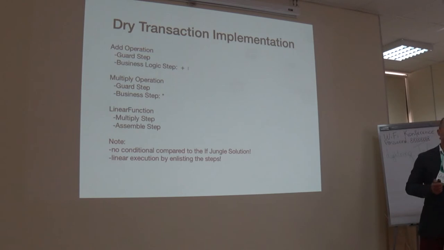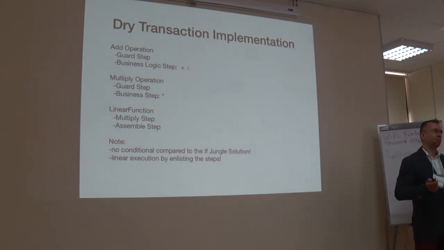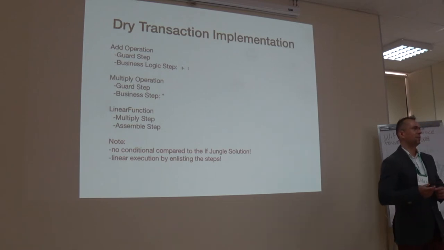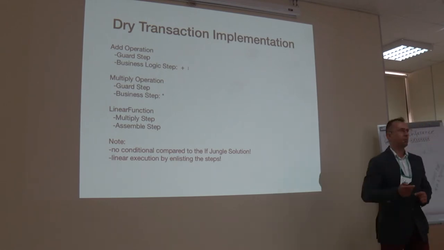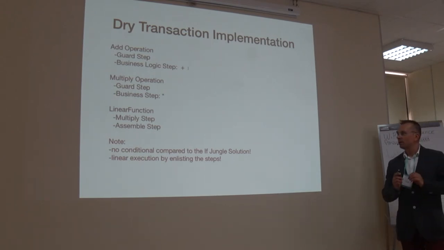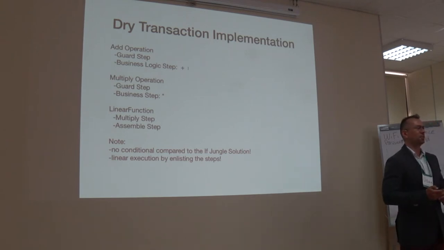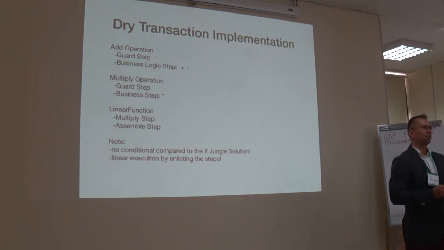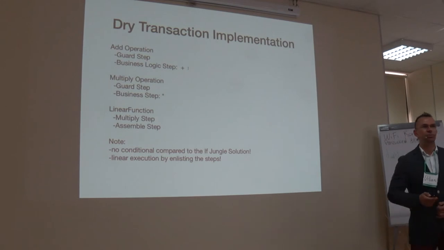We have the two operations, like we had before. Then we start with the validation step and the business logic step. In the linear function, we have a multiply step and an assembler step, exactly one-to-one mapping to a mathematical formula. And as a note, I would like to mention here that we have no conditional at all compared to the if solution, to the if jungle solution. We have no conditional, which is a huge benefit. Plus, we have another benefit: there is a linear execution of explicitly stated steps. And that's important because everybody can read the main important business steps, what's going on in the code.